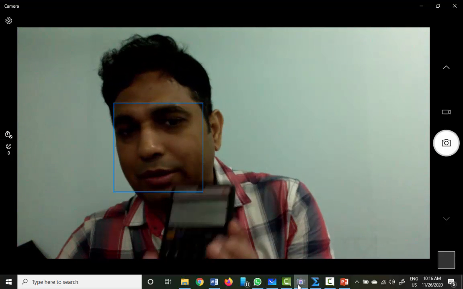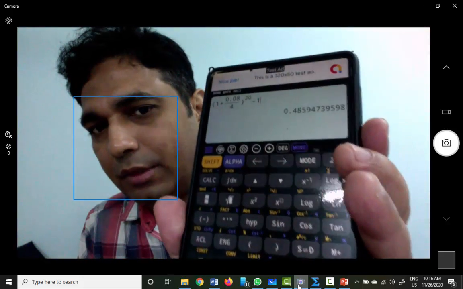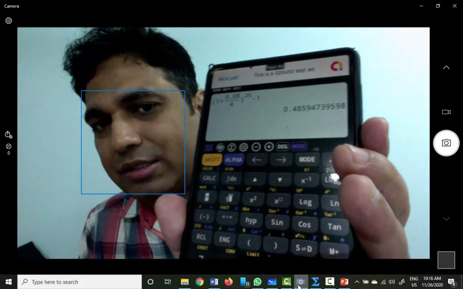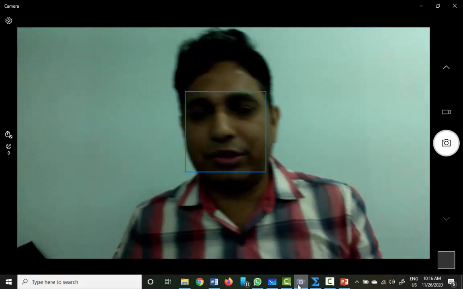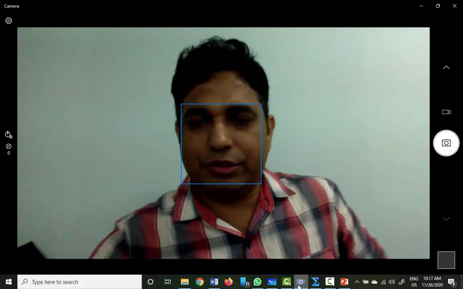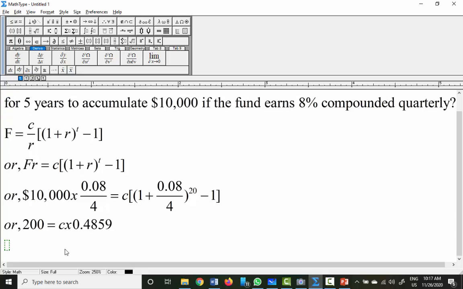So we can also do it like this way. If you type it like this, you will get the answer, 0.4859. You need to take up to 4 decimal points. So the answer is 0.4859. Right. So C will be what then?